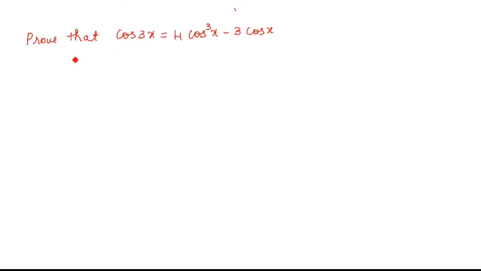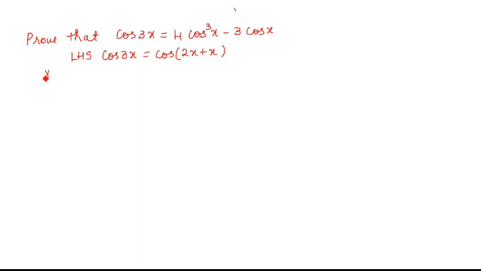So this cos 3x, so let me take the left hand side. So left hand side, cos 3x, I can write 3 as 2 plus 1. Okay, so cos of 2x plus x. Now this became of which form? This became of the form cos of x plus y. Cos of x plus y. Okay, so what is the cos of x plus y formula?